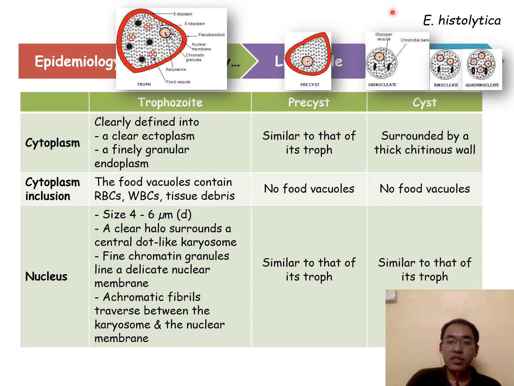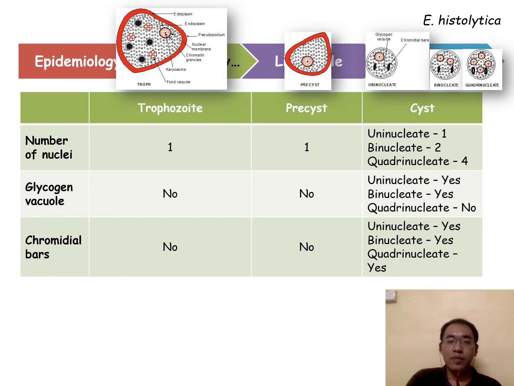The nucleus structure consists of a central karyosome and peripheral chromatin. The same nucleus structure can be seen in both the trophozoite and the cyst form. Okay, in terms of the number of nuclei, the trophozoite usually has one, but in the cyst it can be 1, 2, or 4. The storage of food in the form of glycogen is only seen in the cyst, same as the chromatoid bars.